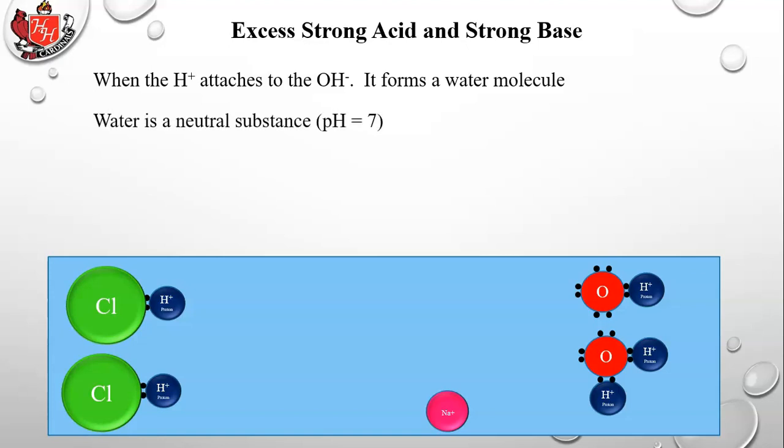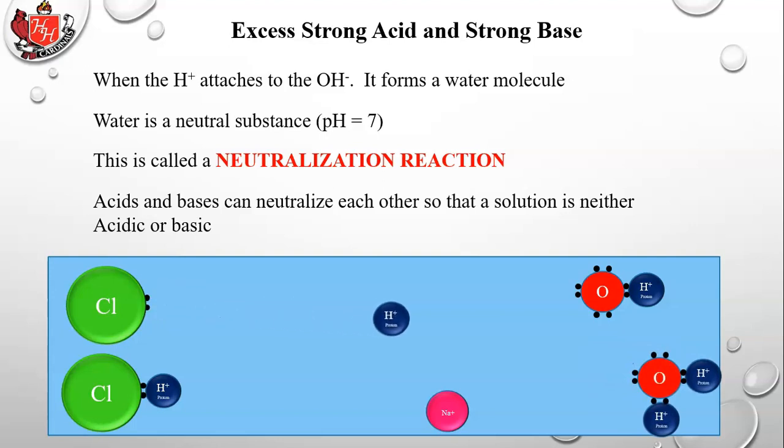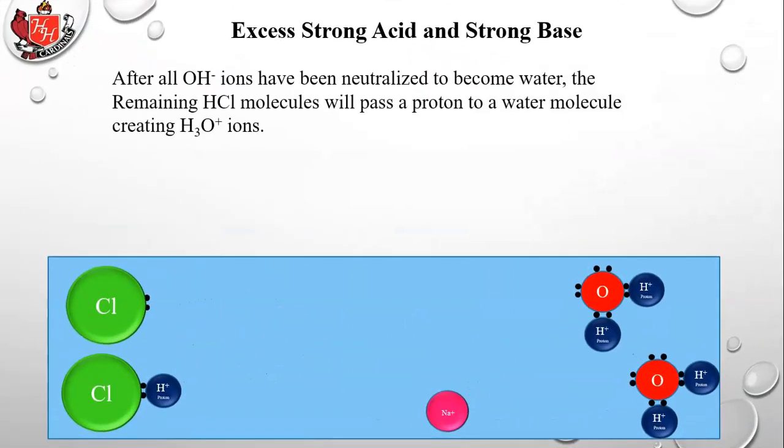Water is a neutral substance with pH of 7. This is called a neutralization reaction, and acids and bases can neutralize each other so that the solution is neither acidic nor basic. So here we see the first proton is going to go to the hydroxide, and that creates water, H2O. Then once all of the hydroxides have been neutralized to become water, the remaining HCl molecules will pass a proton to a water molecule, creating H3O+ ions. So there you see that second one is going to go to the water molecule, and now that's a hydronium ion.